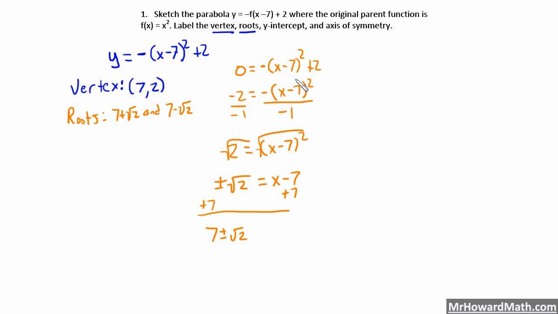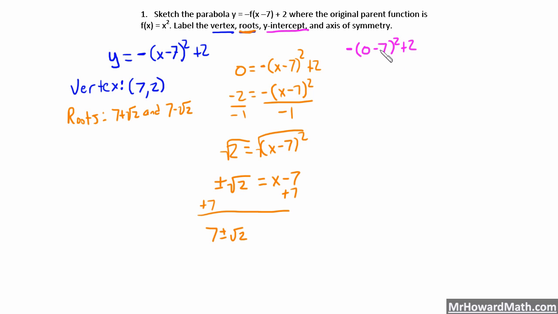Our y-intercept occurs when x is 0, so we're just going to sub in a 0. Let me go back here for you and underline that in orange. That's where we did the work for the roots. Okay, so the y-intercept will be in pink here. It occurs when x is 0, so it's going to be negative, and I'm just substituting in a 0 for x: 0 minus 7 squared plus 2.